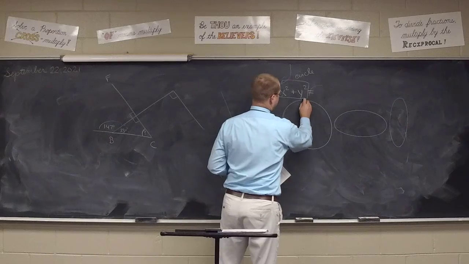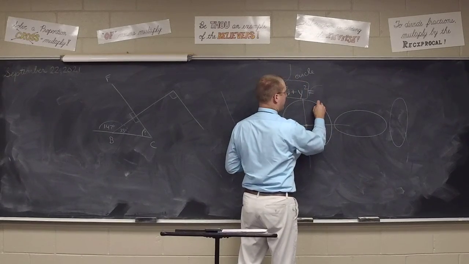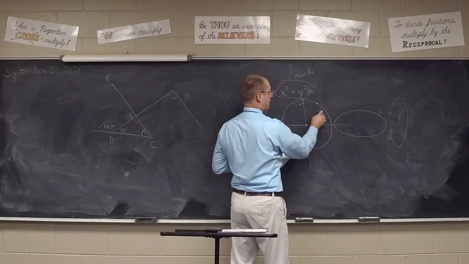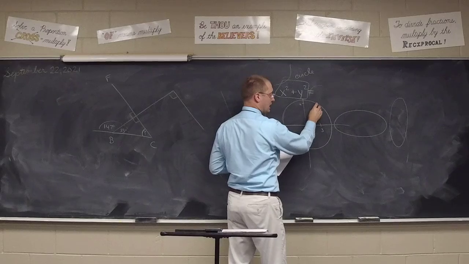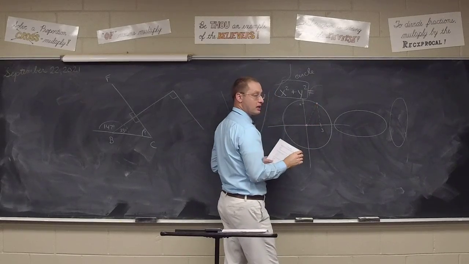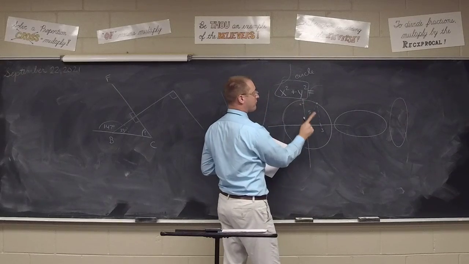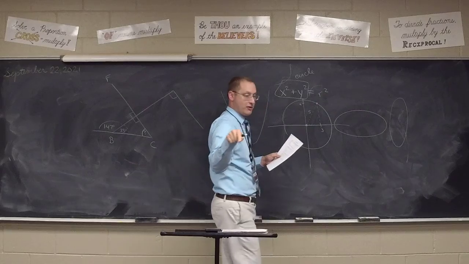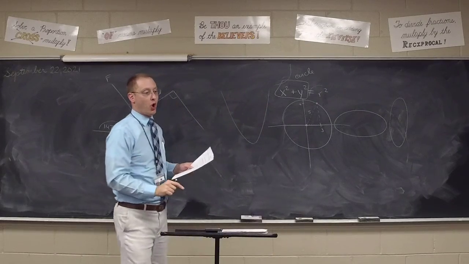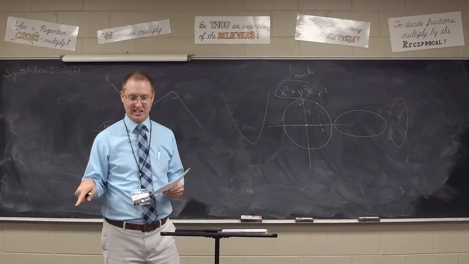Well, if the center's at the origin and it goes through the point 3, 4, then you know this line is 4, this line is 3, the hypotenuse has to be 5. But the form for the circle is x squared plus y squared equals r squared. I would write that on this paper and memorize it. You will almost definitely see some circle problem on your ACT test.